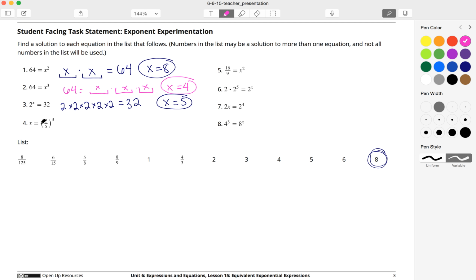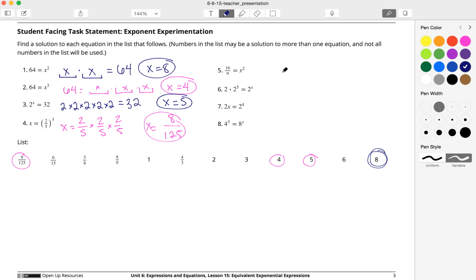Okay, for this one, x equals 2 over 5 to the power of 3. So x equals 2 over 5 times 2 over 5 times 2 over 5. 2 times 2 is 4. 4 times 2 is 8. Over 5 times 5 is 25. 25 times 5 is 125. So x equals 8 over 125, which we could see here. Also for my other ones, 4 and 5 are also on the list as well.